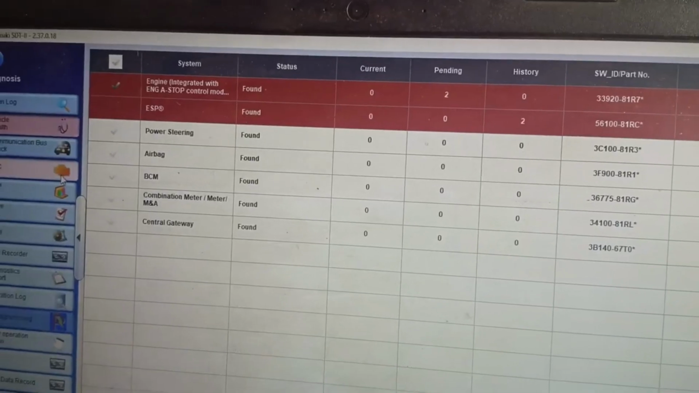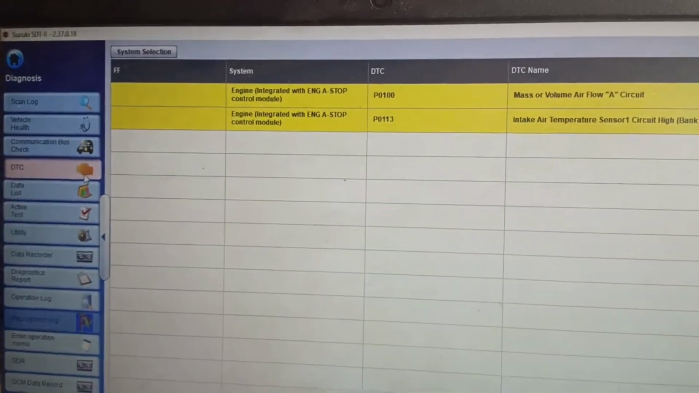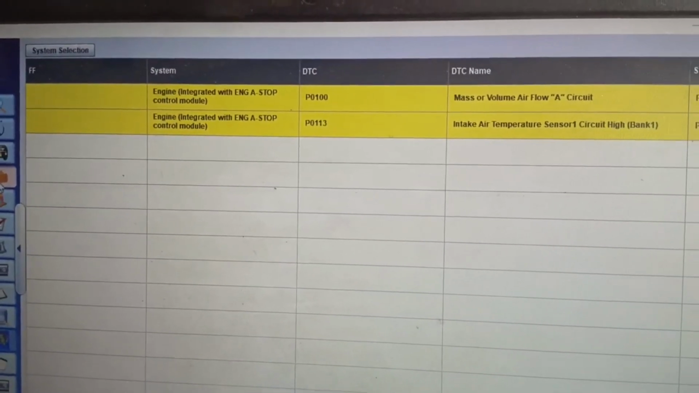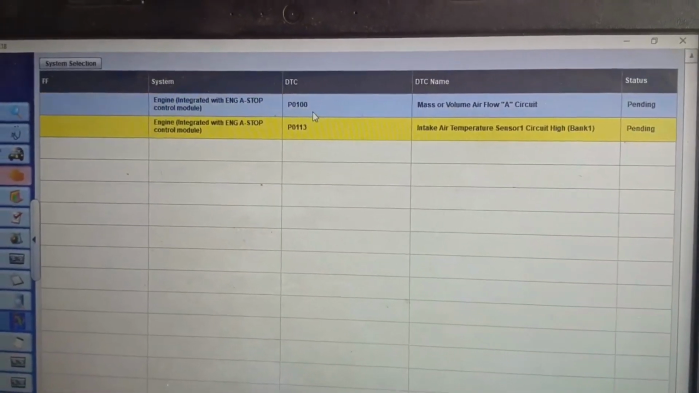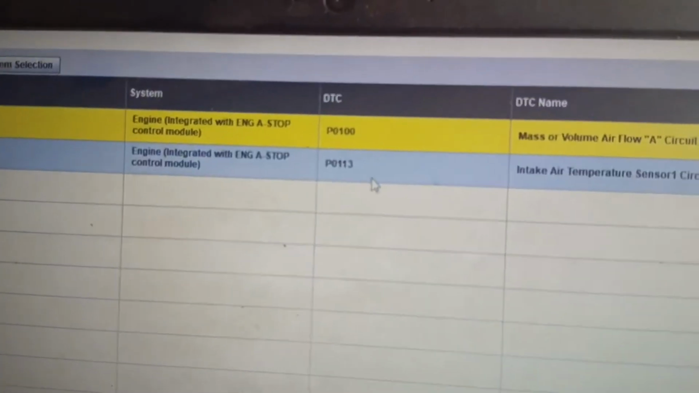Step number 2, check DTC and fill in the current DTC detected by the ECM. Connect SDT2 and read the DTC. P0100 and P0113, both are showing as pending. Write down the DTC in the answer sheet.